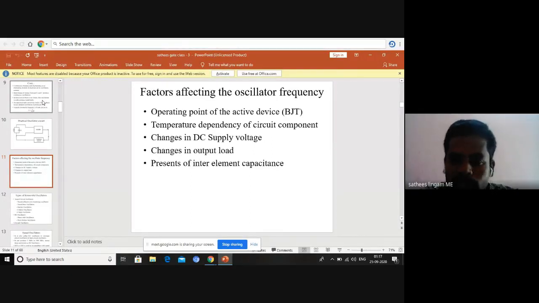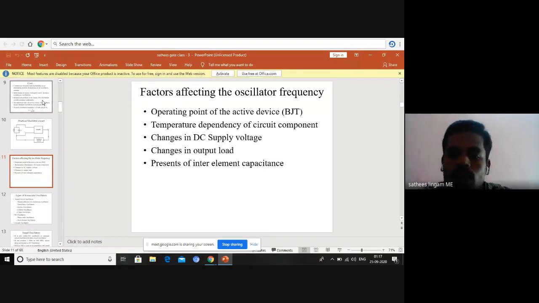Suppose you are designing your oscillator circuitry for a 12 volt DC supply, and then you change that DC supply to 11 volt or 15 volt. Then it is creating a problem; the oscillator frequency is getting affected. Changes in output load. You may see this in our microprocessor, microcontroller and all. According to the output load also it is getting affected.